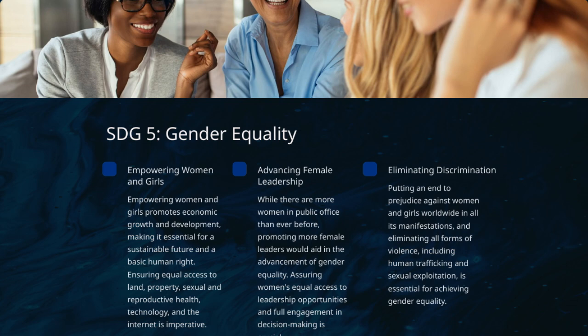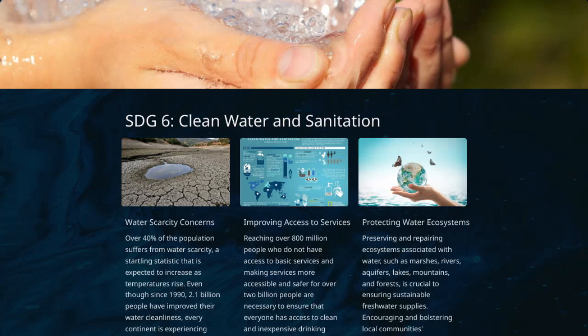When women have equal access to land, property, healthcare, technology, and the internet, they can fully contribute to society. This isn't just about fairness. It's about building a future where everyone has the opportunity to thrive. All of these efforts are central to SDG 5, which is about achieving gender equality. Together, by removing barriers and opening doors, we can create a more just and equitable world for women and girls everywhere.